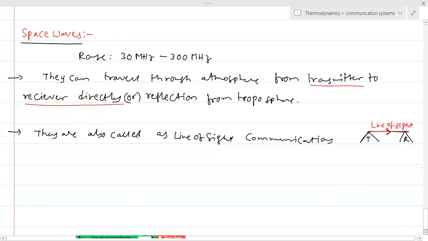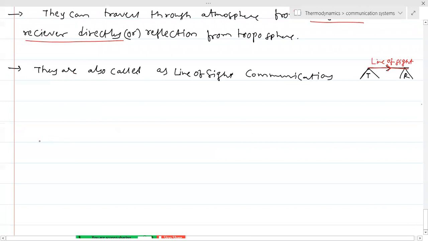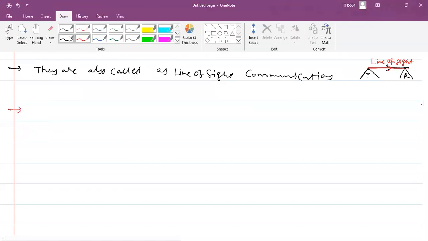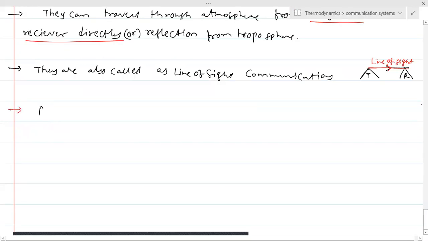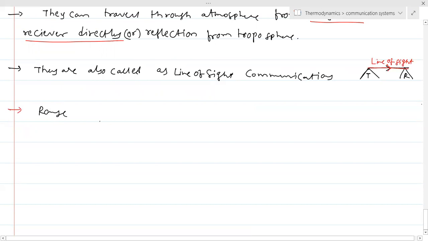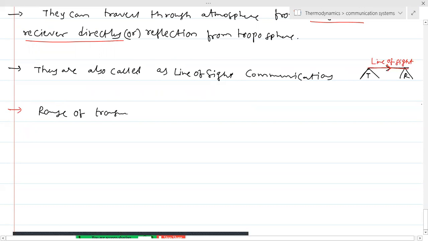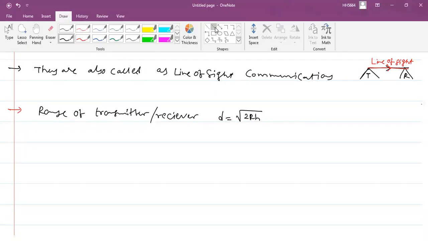So here we have very few formulas, but out of those, the first and most important and beautiful small formula is range. Range of any tower, it may be transmitter or receiver, whatever it may be. So we have D equivalent to root over 2RH.